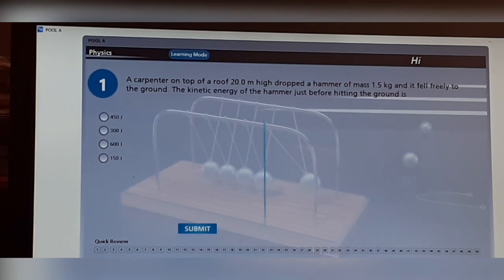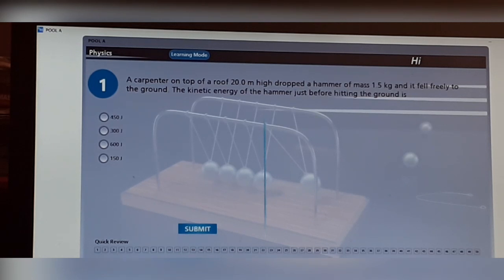Today we'll be looking at physics as we help you prepare for Jamb. Let's look at this question. A carpenter on top of a roof 20 meters high dropped a hammer of mass 1.5 kilogram and it fell freely to the ground. The kinetic energy of the hammer just before hitting the ground is.